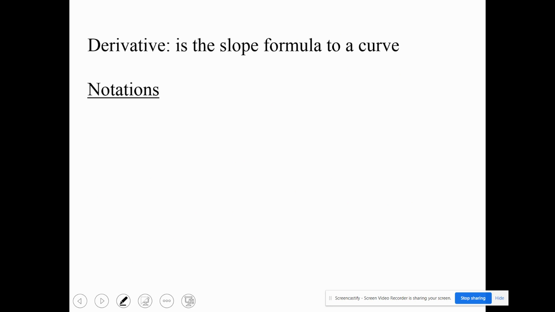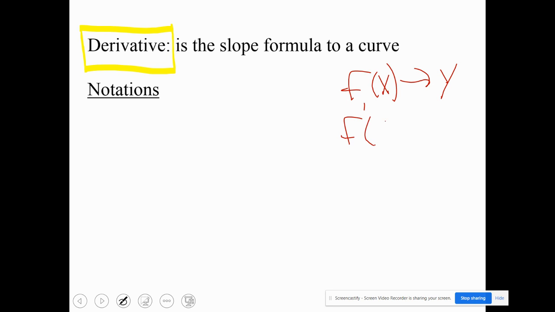So today we talked about the derivative. The derivative is just a slope formula. It's a slope formula to a curve. You're going to start working with several equations. One of the equations will be f of x. We know this is the same thing as the y's. It tells you the y's. The second one is the derivative. That's your f prime of x. This is going to tell you slope.